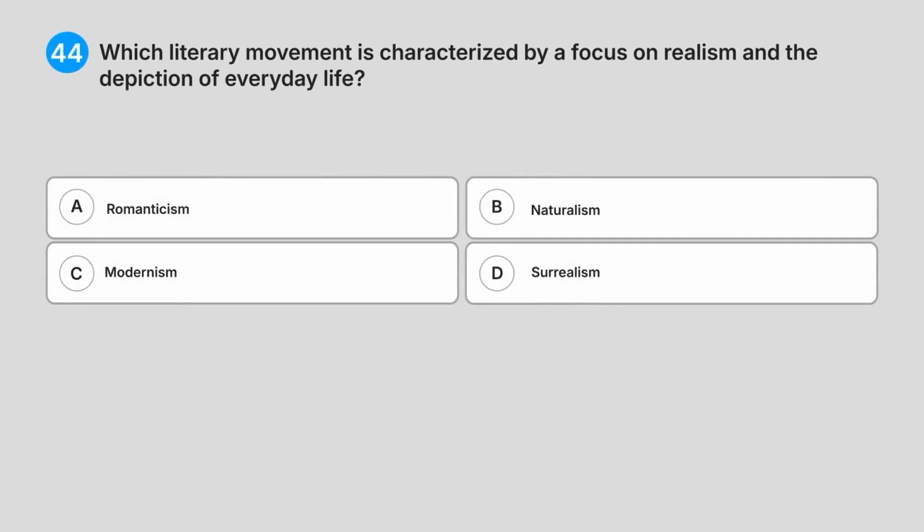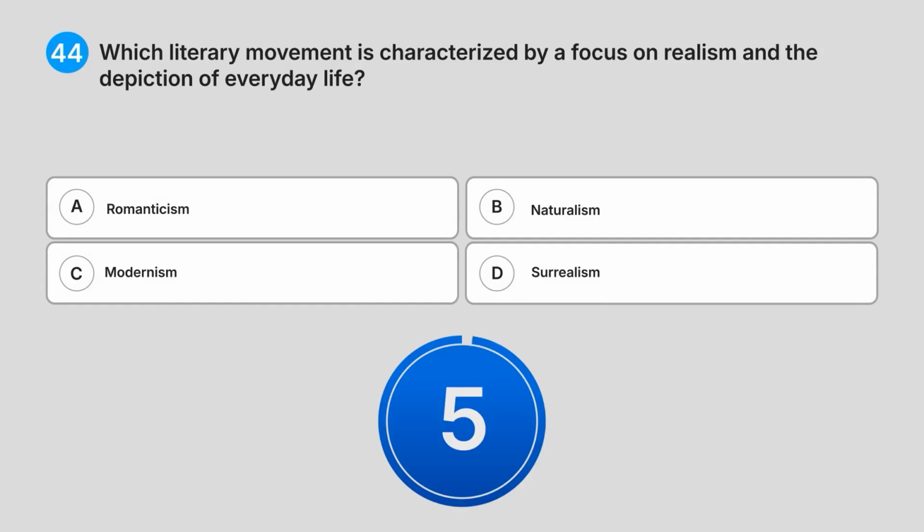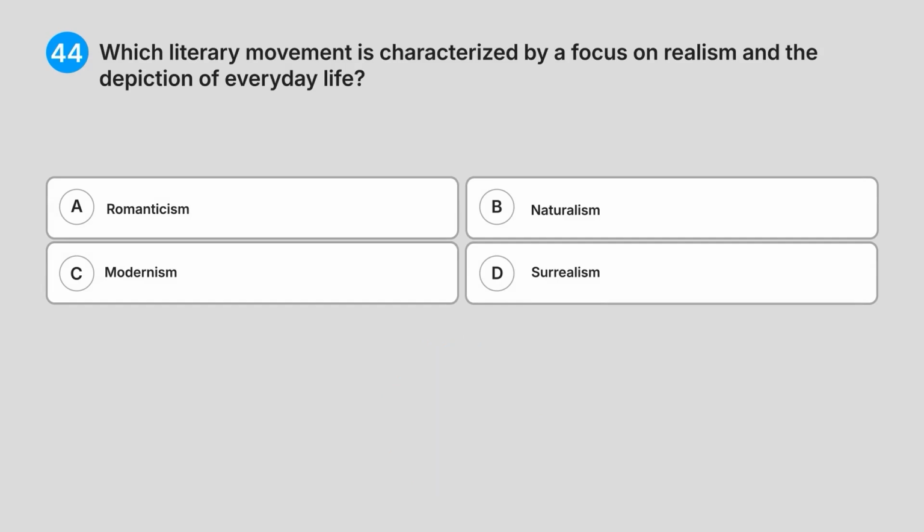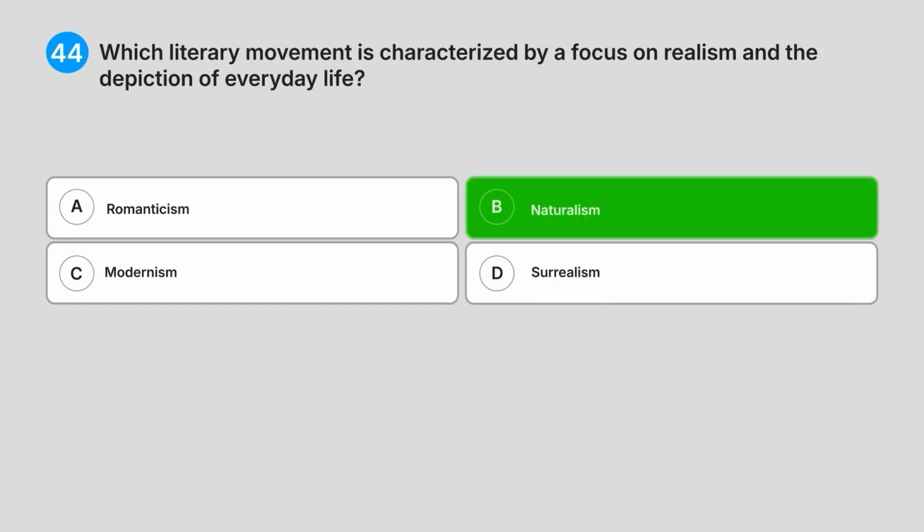44. Which literary movement is characterized by a focus on realism and the depiction of everyday life? A. Romanticism. B. Naturalism. C. Modernism. D. Surrealism. Do you know the answer? Correct answer, B. Naturalism.